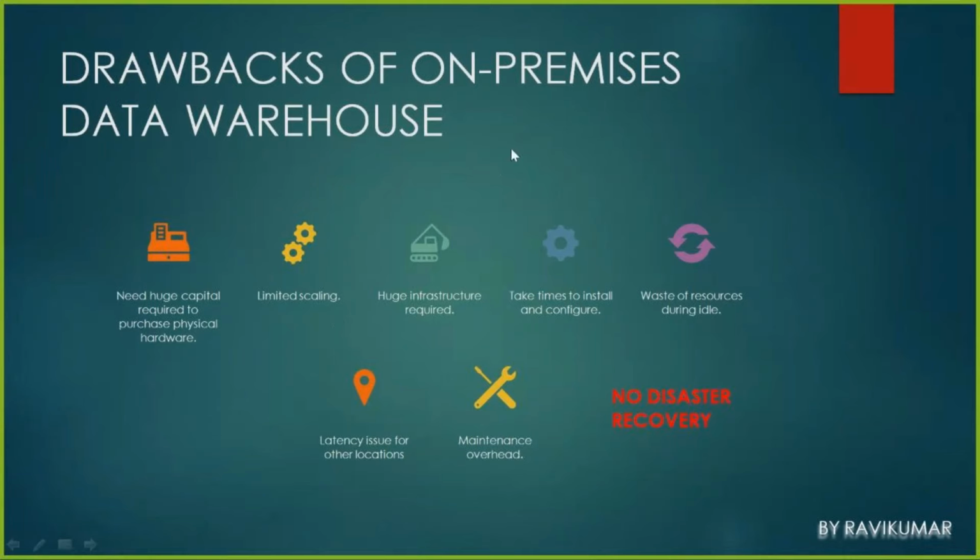Drawbacks of an on-premises data warehouse: capital required to purchase physical hardware, limited scaling, huge infrastructure required, takes time to install and configure, waste of resources during idle time, latency issues for other locations, maintenance overhead, no disaster recovery.